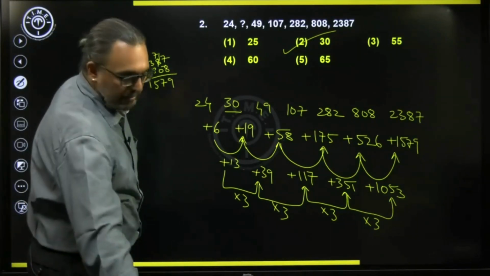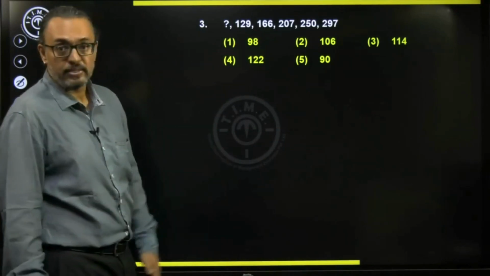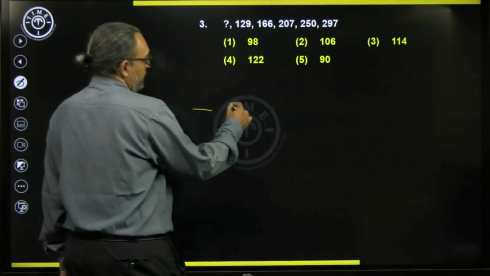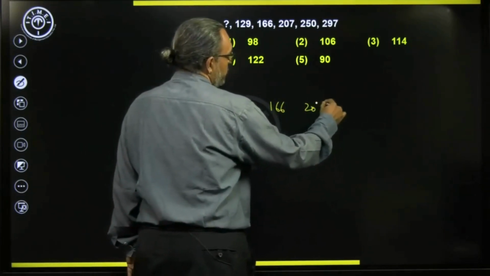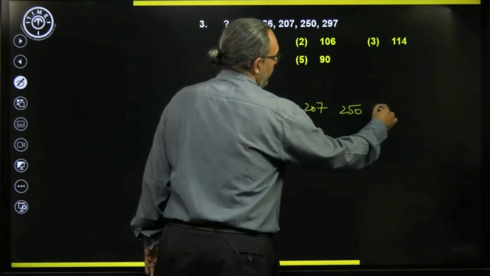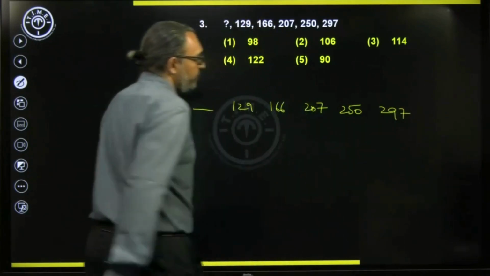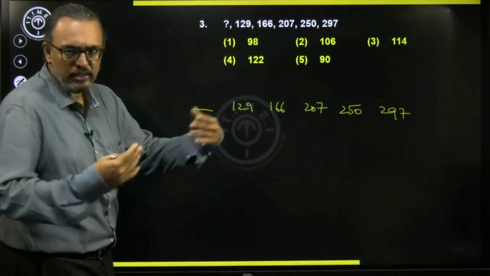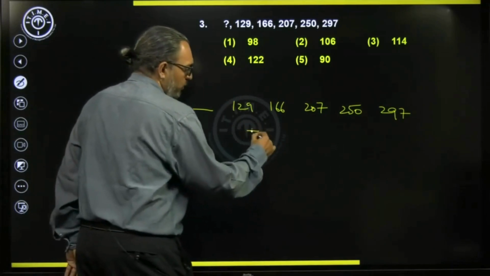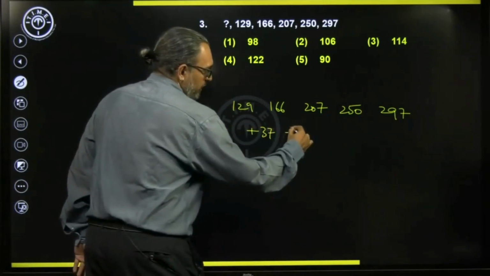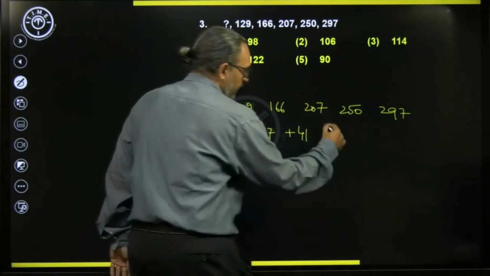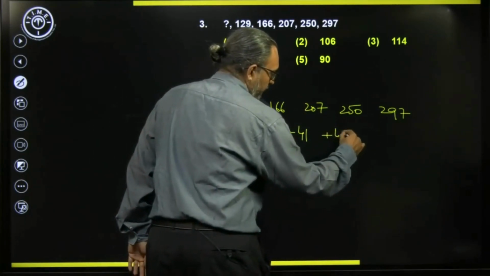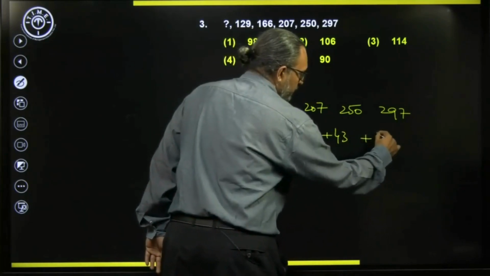Then next we have a blank, then 129, 166, 207, 250 and 297. So the numbers are increasing again. Let's take difference. So here I am going to get 37. Here I am going to get 41. Correct? And here it is 43. And here it is 47.